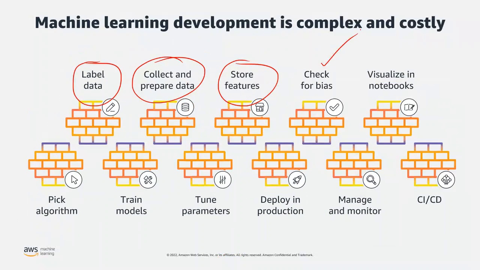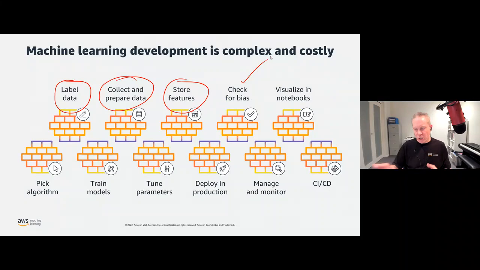Checking for bias is something that's important. SageMaker Clarify is our tool for that. We can visualize in notebooks, pick our algorithm, train our models, tune parameters, deploy, manage and monitor CI/CD. There's a lot to consider in a machine learning environment.